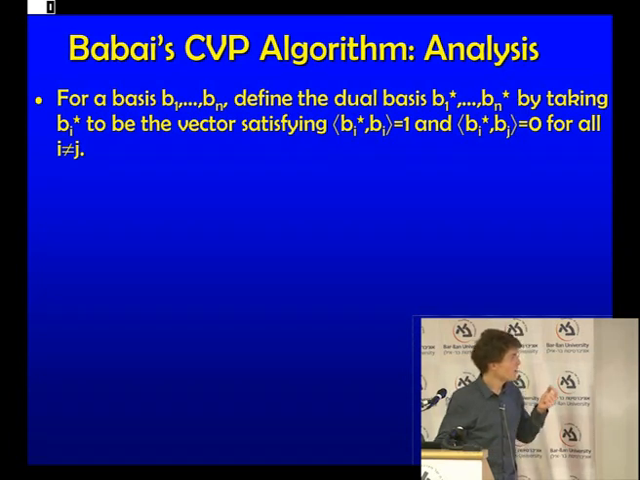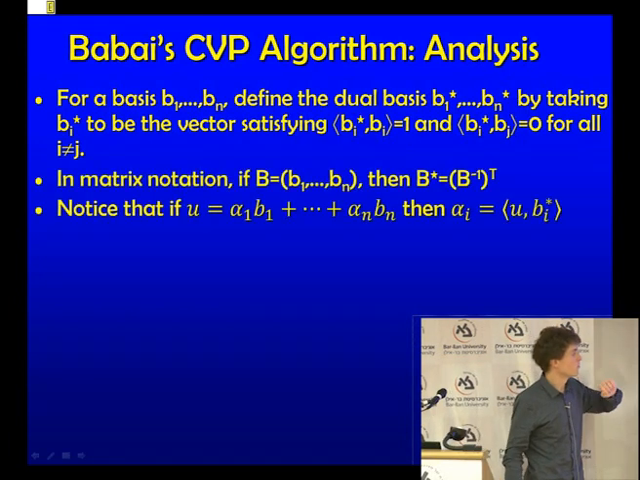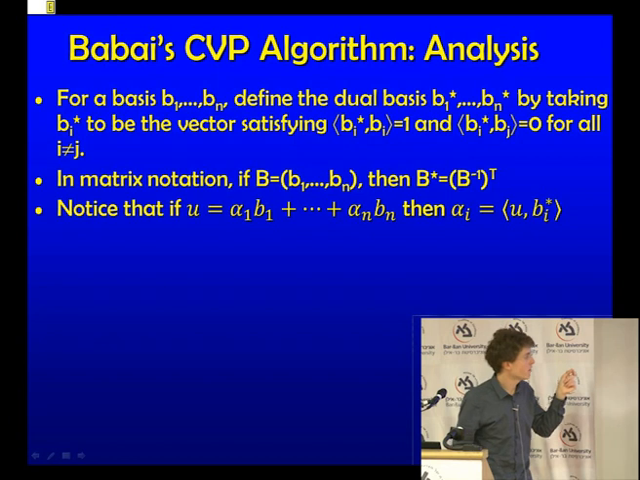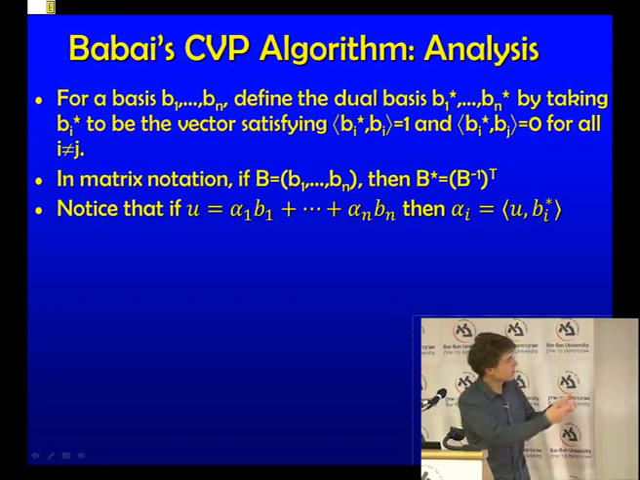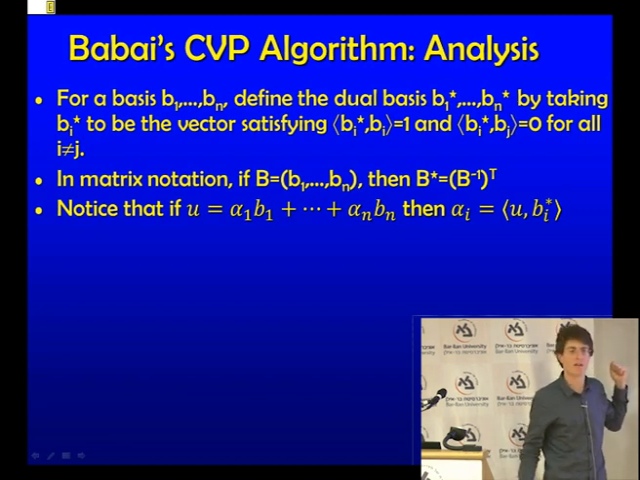Because now if I have a vector u, and I write u as alpha 1 b1 plus alpha 2 b2 dot dot dot alpha n bn, then notice that I can easily extract the alpha i's by just taking an inner product with bi star. So what the dual basis allows me to do is extract the coefficients in the basis bi. Again, this is basically algebra. You might have seen it before and forgot, but this is the way it works, and you can easily see why this is the case.